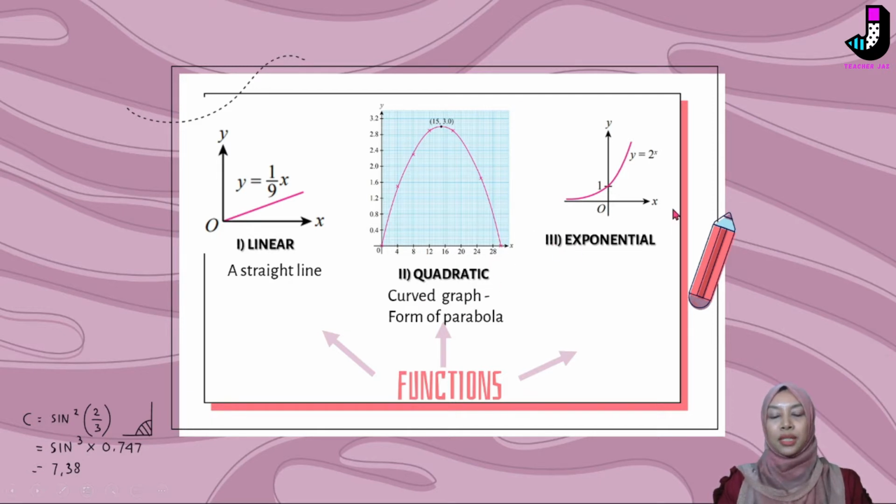And the last one is the exponential. It's also a curved graph, but it will increase or decrease in values of data at a sharp rate. So it's a little bit different from the quadratic. So this is the exponential, this is quadratic.